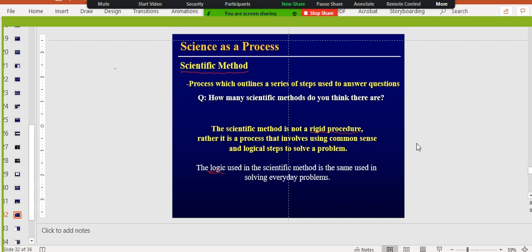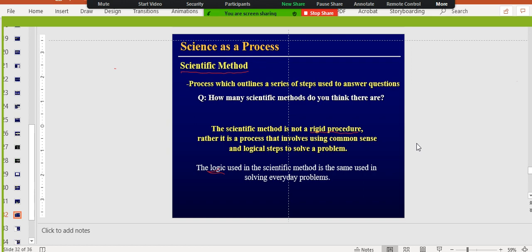If my hypothesis is that the car doesn't have any gas, and so you put gas in it, and let's say then the car starts. So you would accept or support your hypothesis that the car wasn't running because it had no gas. Does that make sense? So that's basically the scientific method, and you do it all the time.